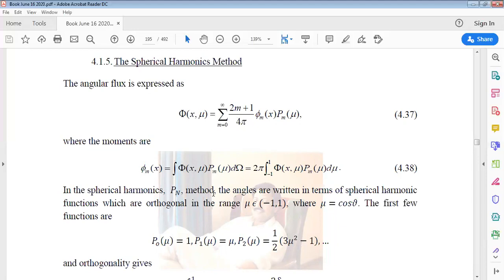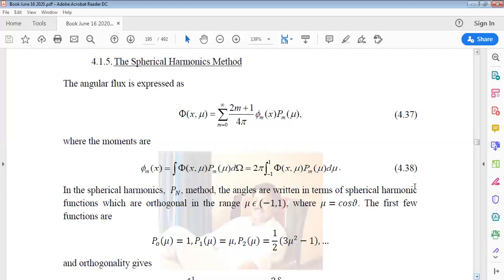Now they have what is called orthogonality. In other words, if I were to multiply this by Pn of mu, there'll be an integral of Pn(mu) Pm(mu) d mu between -1 and 1, and you'll see that gives you 2 delta nm over 2n plus 1. So it gives you a very compact expression. It simplifies the governing equations, and it makes things much easier for you to do.